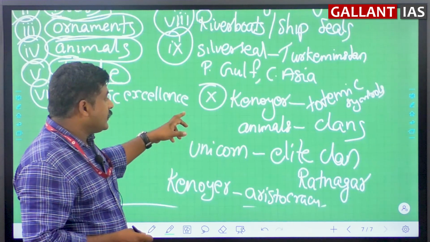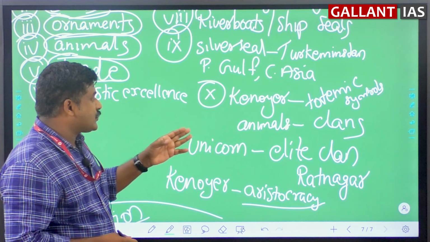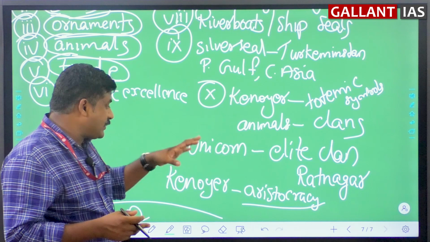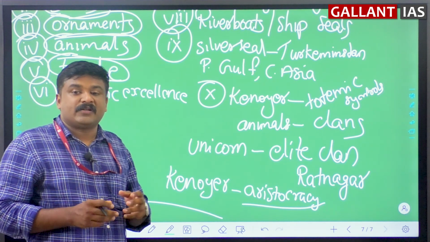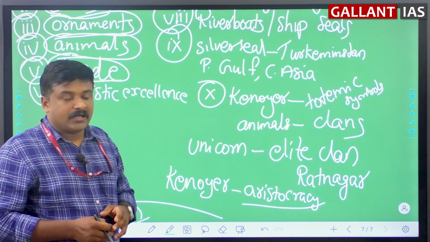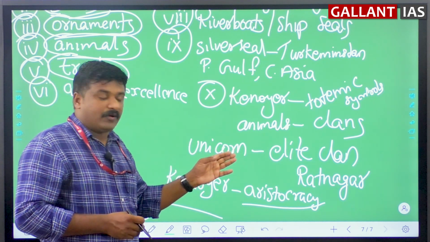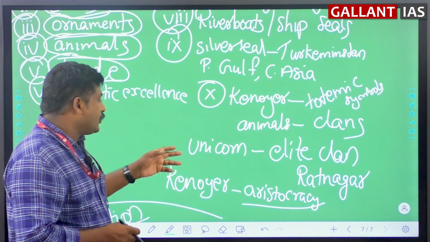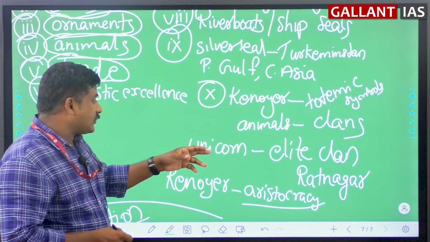Then Kenoyer is of the opinion that animals have a totemic symbolism. That means the animals represented in the seals represent the different clans that existed in Indus society. Okay, and they say that the unicorn is the symbolism of the elite clan, the upper clan of this society. The unicorn is the symbol of the elite clan of the Harappan society.